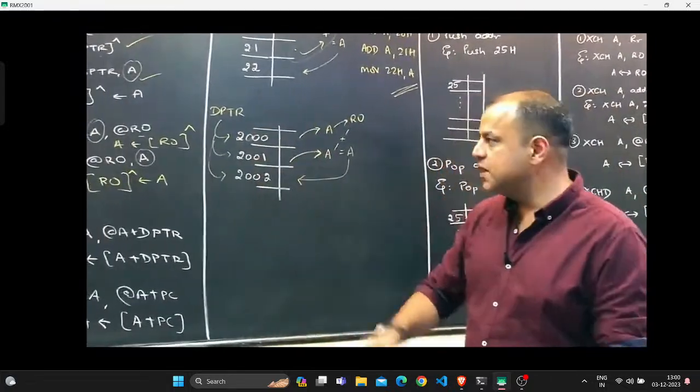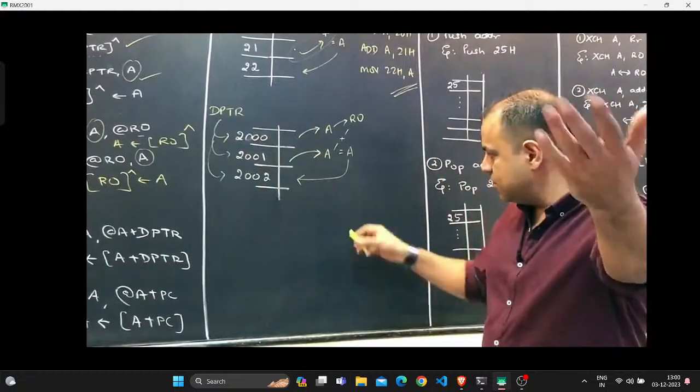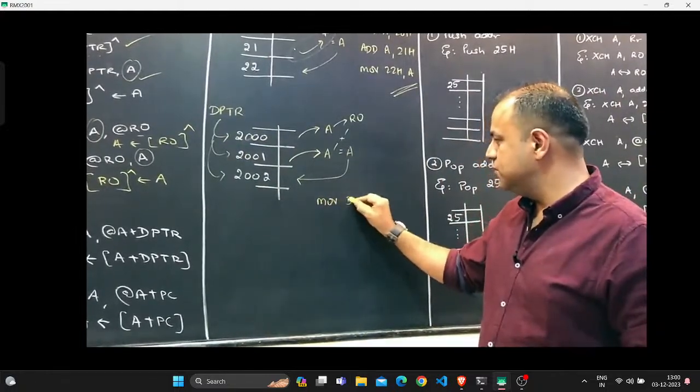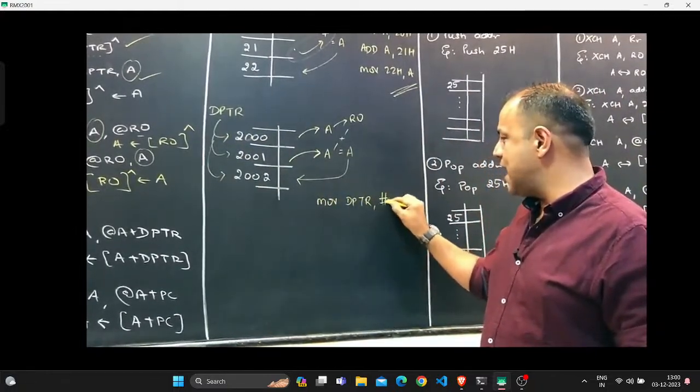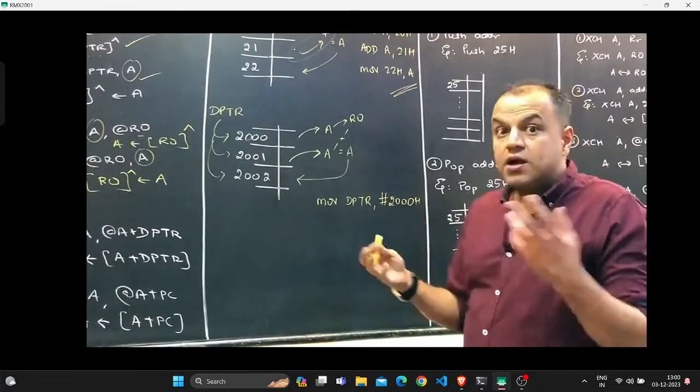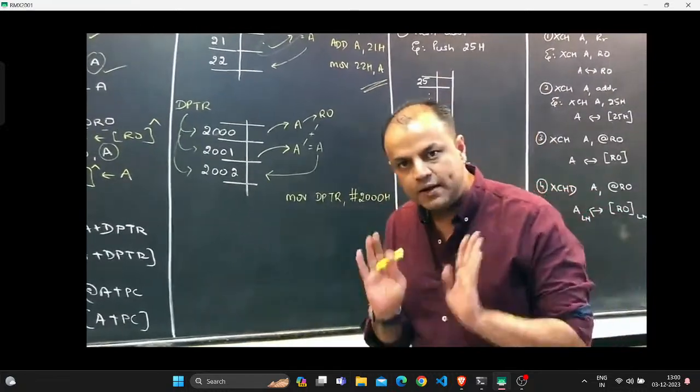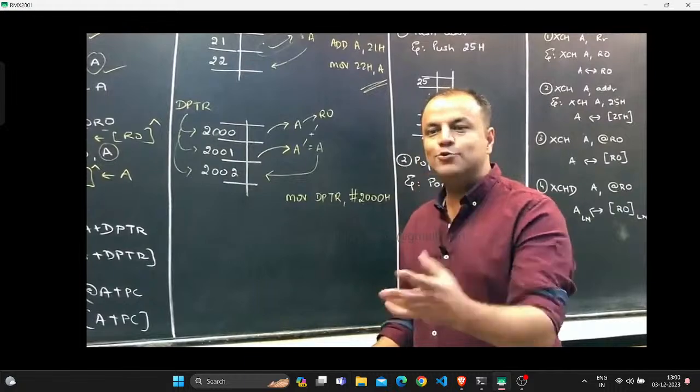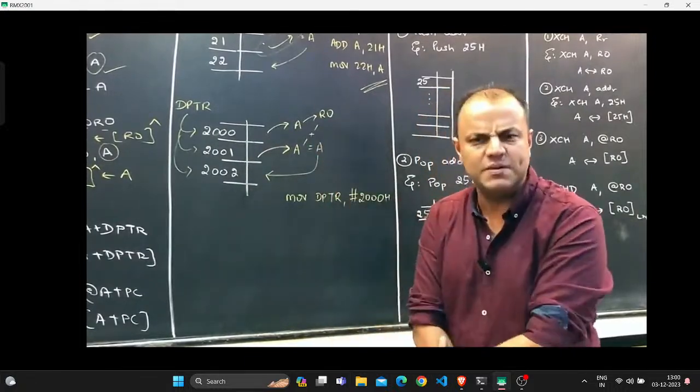Come on, give me the first step. Initialize DPTR with 2000. Come on, initialize DPTR with 2000. Move DPTR, comma, hash 2000. Why hash? I don't want contents of location 2000 to come into DPTR. I want DPTR to be 2000. If DPTR is 2000, then I can use it as a pointer to get the data into A register. Please tell me, did you understand this?